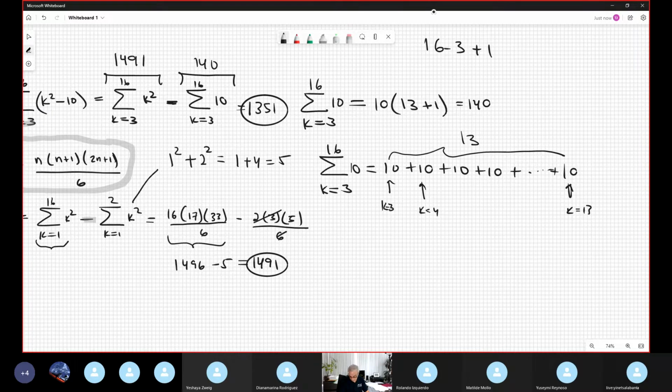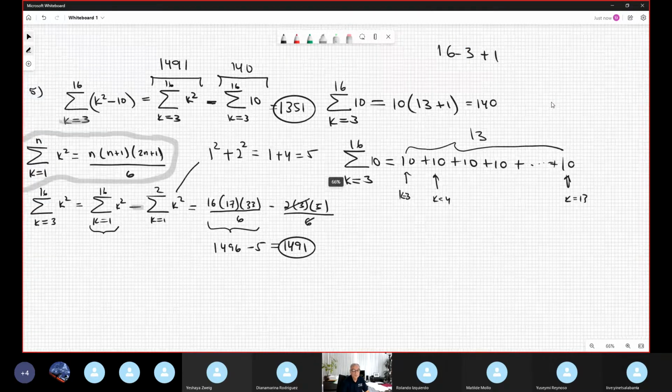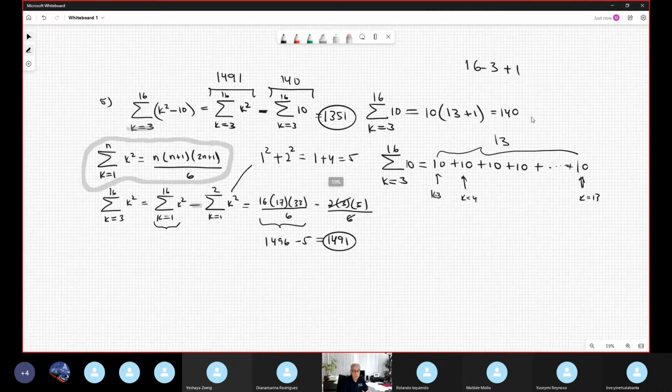Excellent. So everything is clear in question number 5. Guys, in the test you will see a similar question. Similar idea. There is no secret. It's the same idea, different numbers of course. Okay, let's move on to question 6.